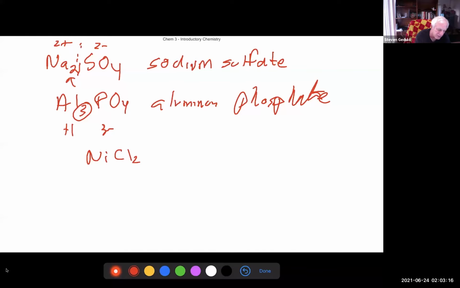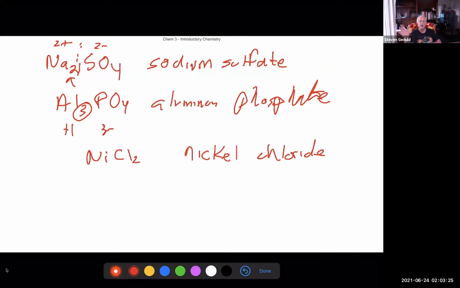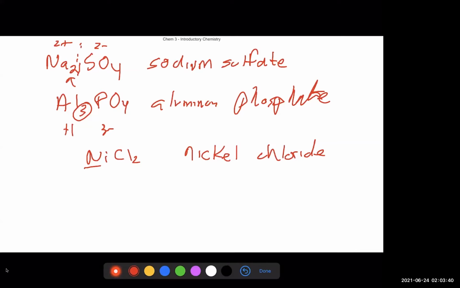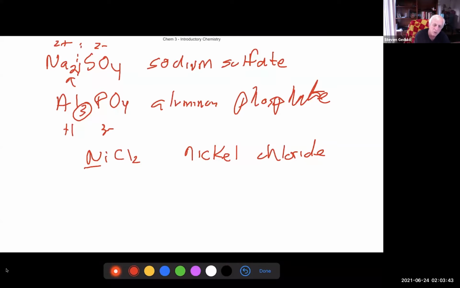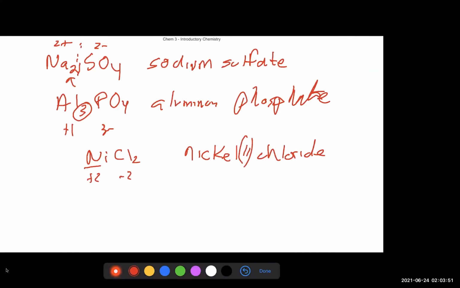Perfect. Right? Well, not perfect yet. Nickel chloride. Now, someone tell me what's wrong. Someone say that's not right. We're missing something. What are we missing? The Roman numeral? Perfect. The Roman numerals. Nickel is a transition metal, so you have to determine its charge. Chlorine is -1, and there's 2 of them, so you have a total of -2. So this side has to be a total of +2. So that's going to be nickel(II) chloride. Make sense?